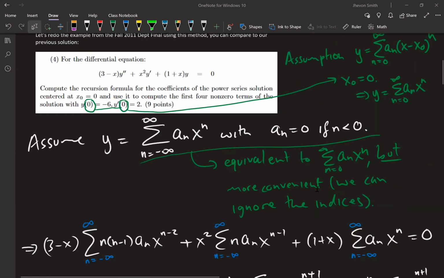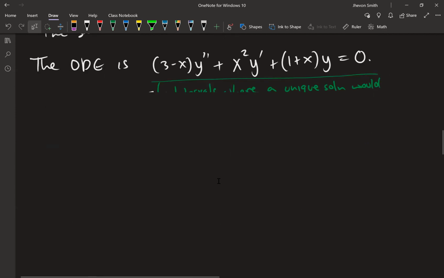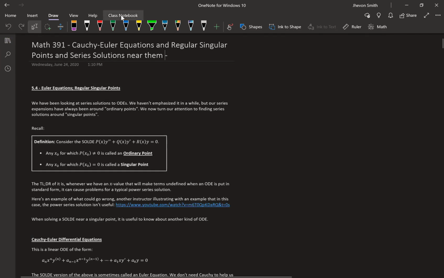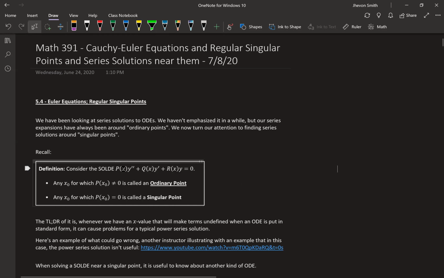All right. So let's introduce the next topic. We're going to talk about Cauchy-Euler equations. Now, you might recall, because this is going to be important, the definition of an ordinary point and a singular point. So remember, an ordinary point is an x value such that when I put an ODE in standard form, it does not cause a division by 0. A singular point occurs when you would cause a division by 0 by putting things in standard form.